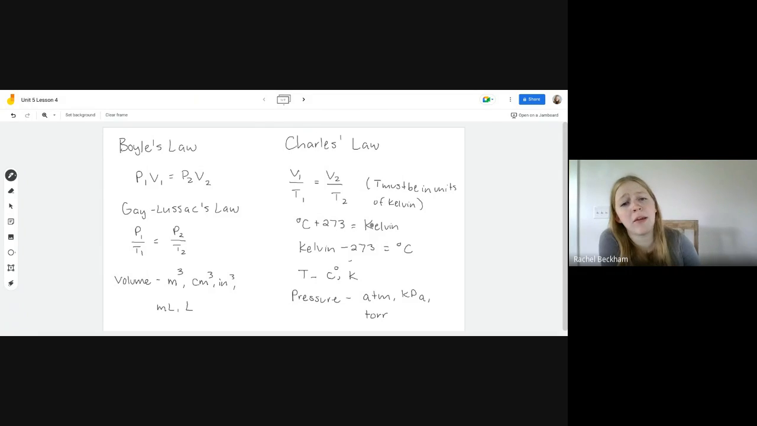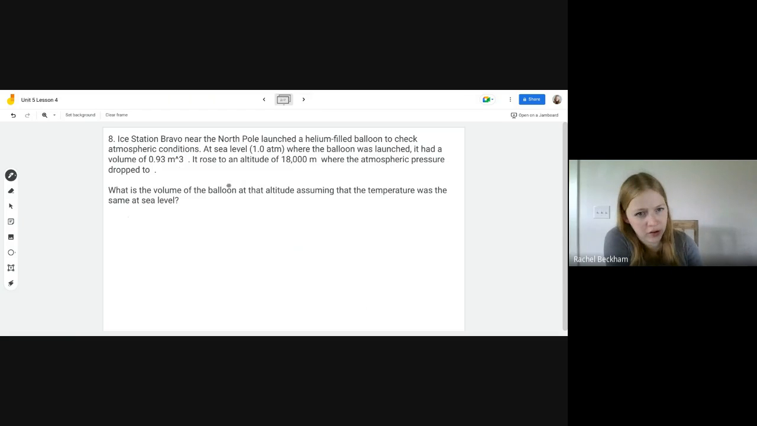So when you see that, you know that those are units for volume. We're going to go through the math problems from this lesson, and we'll refer back to these three equations. So let's look at this one first. Ice Station Bravo near the North Pole launched a helium-filled balloon to check atmospheric conditions. At sea level, 1 ATM. Okay, I'm going to go ahead and write that down: 1.0 ATM. That is a pressure, because like I said, pressure is in units of atmospheres.